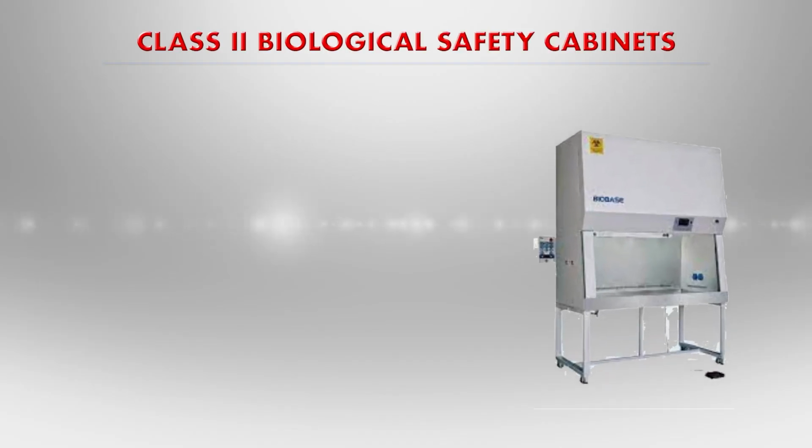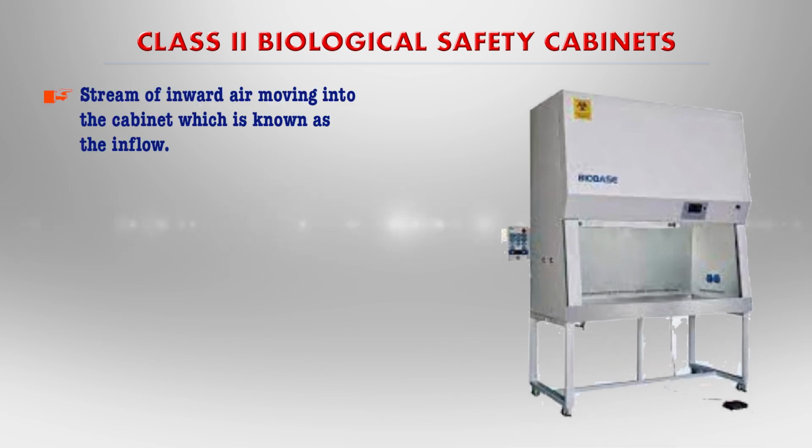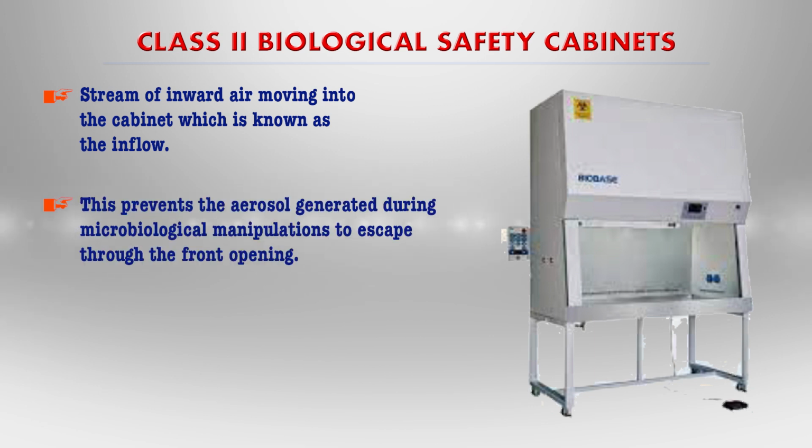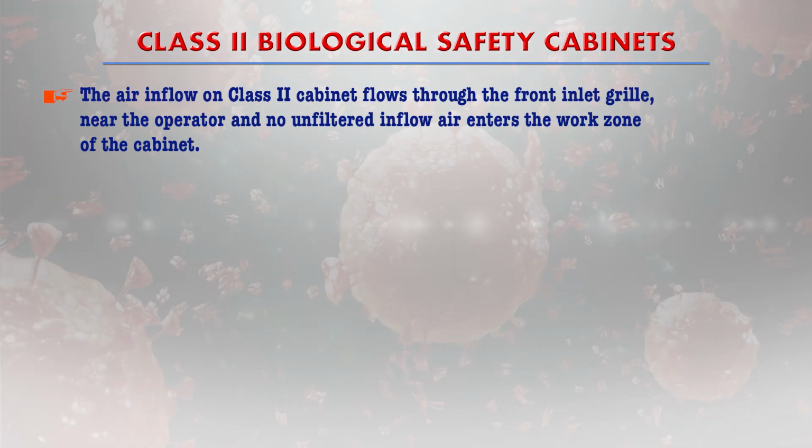Class 2 biological safety cabinets. Now in this, the stream of inward air is moving into the cabinet and this is known as the inflow. In some of the laboratories you would have seen this design of biological safety cabinets also. Now this inflow will prevent the aerosol generated during the microbiological manipulations from escaping through the front opening. The airflow in the class 2 cabinet flows through the front inlet grill which is near the operator, and therefore no unfiltered inflow air enters the work zone of the cabinet.